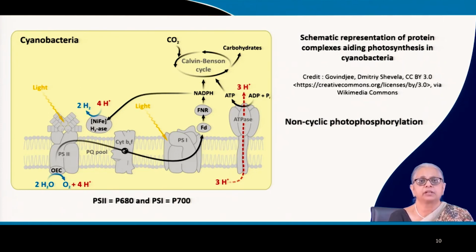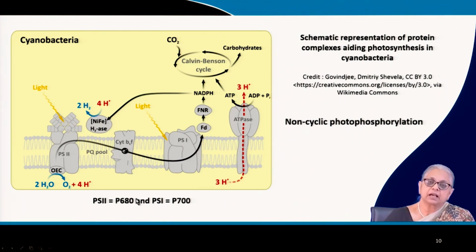Okay, so up to this point we have looked at anoxygenic photosynthesis. Anoxygenic photosynthesis happens by cyclic photophosphorylation. But what we are all more familiar with is oxygenic photosynthesis, which happens by non-cyclic photophosphorylation. Non-cyclic photophosphorylation is based on two photosystems instead of one. We have photosystem 2, which is based on P680.